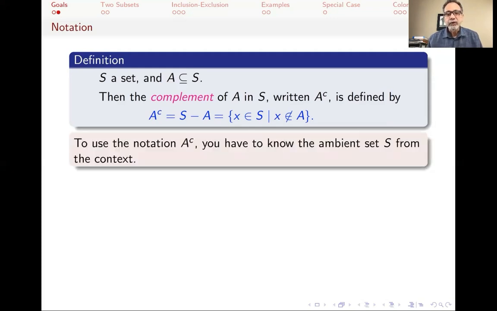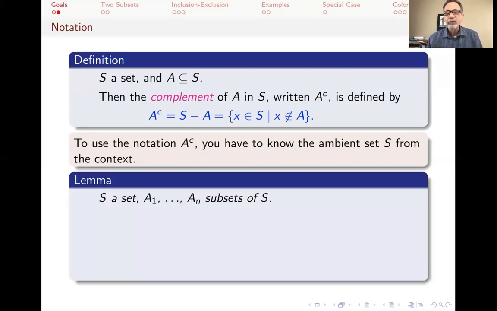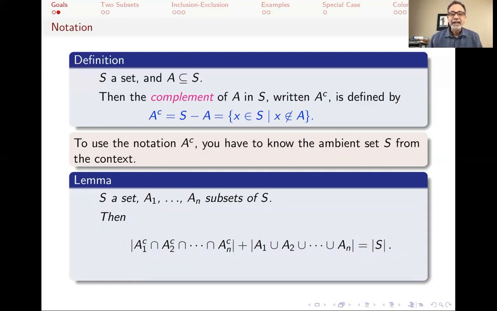Now, one note of caution: in this notation, A complement, we're not mentioning the set S, but to make sense of A complement, you have to know what the ambient set, the big set S, is. Let's say that you have a set S and A1 through AN are subsets of S. I claim that if you take the intersection of A1 complement with A2 complement with AN complement, count how many elements there are, and add that to the size of A1 union A2 union A3 union AN, you always will get the size of S.